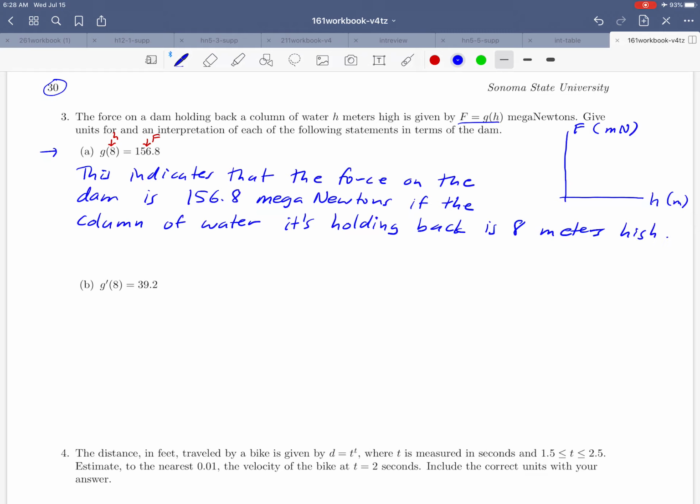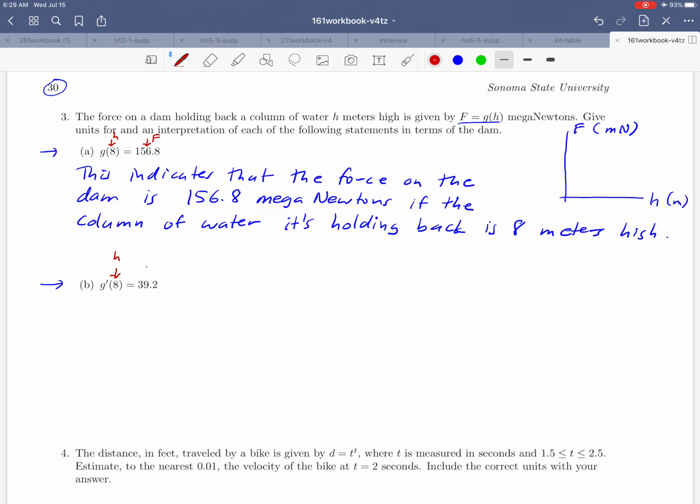What about part B then? All right, well, in this statement, they're telling us that G prime of 8 equals 39.2, so we're talking about the derivative now. We might start by noticing that the 8, that's still representing a height. Okay, we're being given information about the situation where the height of the column of water is 8 meters. The question is, what does the 39.2 mean?